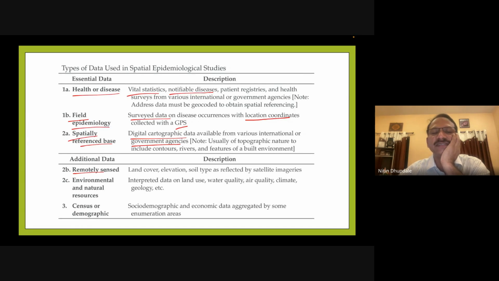And remotely sensed data, which is used by geographers, like land cover, elevation, soil type. These are quite freely available right now. Other data like land use and water quality, air quality. So these are all essential data which we need to use. Even the census data, we need to use it. So this becomes very, very important. This data we need to keep handy, and that is going to help us make our GIS analysis.